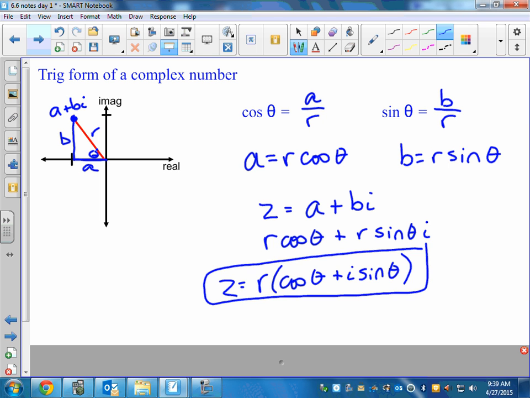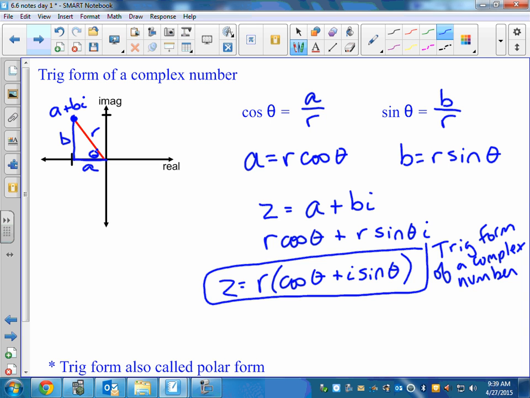At the very beginning, we said z equals a plus bi. This is called the trig form of a complex number. Trig form is also called polar form, and maybe you can see why, because this is just like what we did with polar coordinates, only instead of a and b, we called them x's and y's. If you want to throw some other things, this is like your go-to page today.